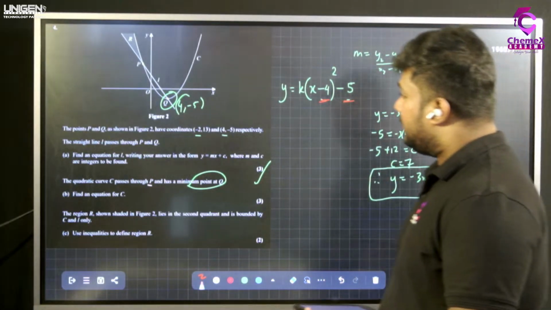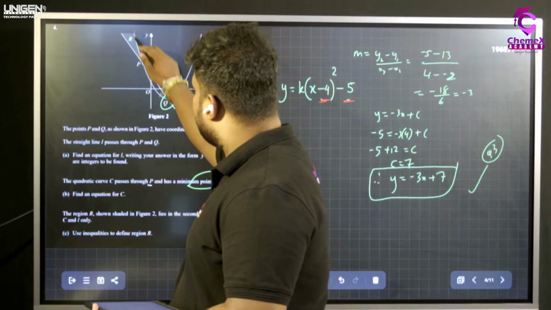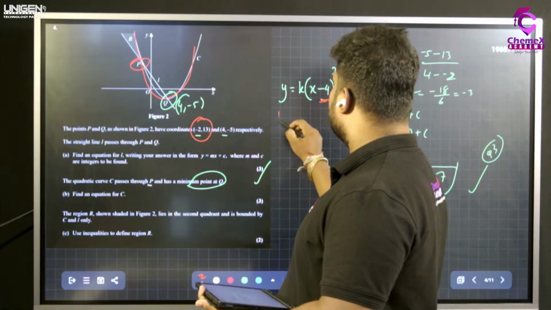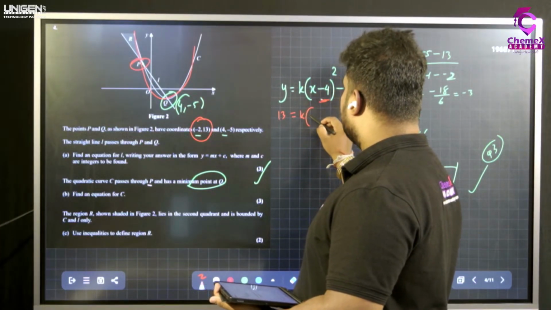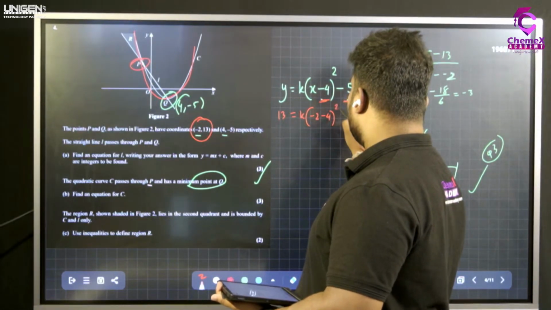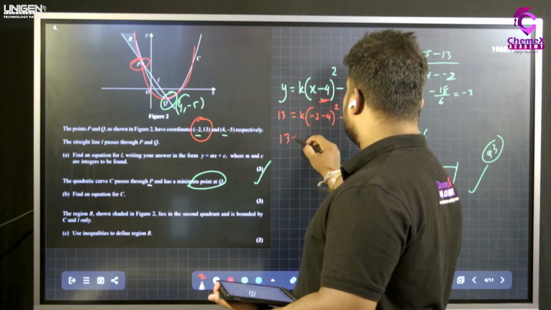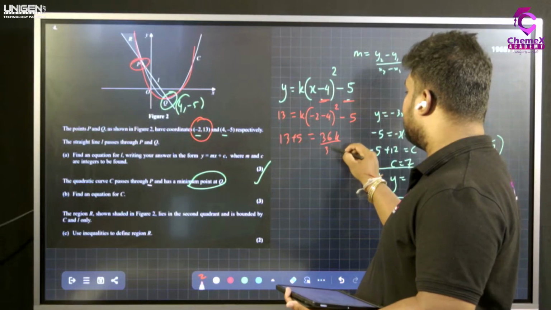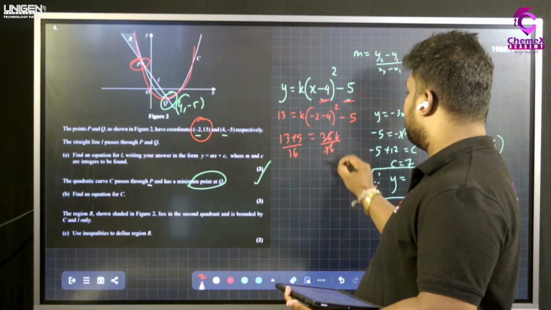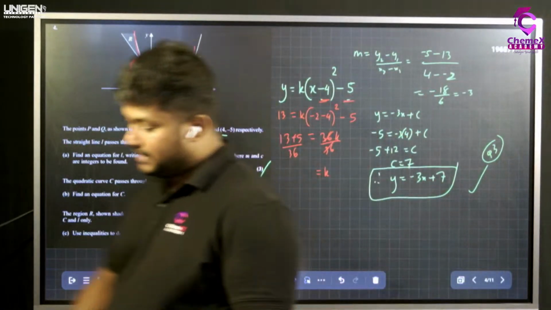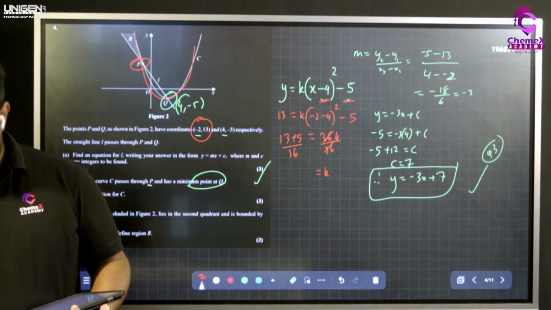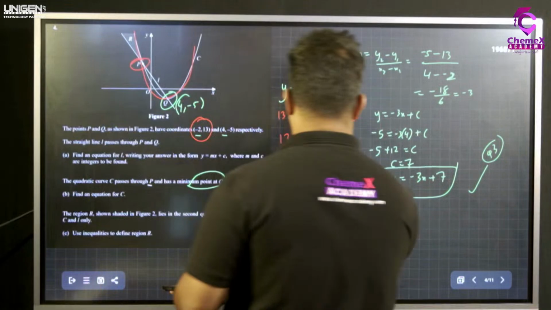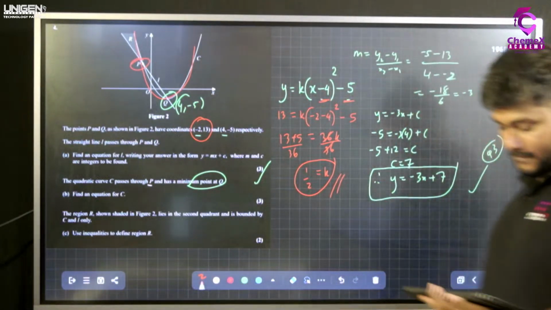Then you know that this same U shape also passes through P. So what's the P coordinate? (-2, 13). So y is 13, k is unknown, x is -2: 13 equals k times (-2 minus 4) squared minus 5. So 13 plus 5 equals 36k. Divide by 36. So k is equal to what? 13 plus 5 divided by 36. Half. k equals half. Got it?